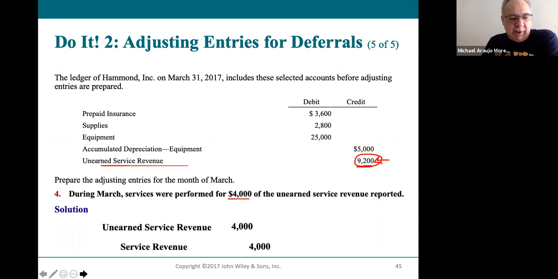Where does that money belong now? Well, we've earned it. So it belongs on the income statement under service revenue. Okay.